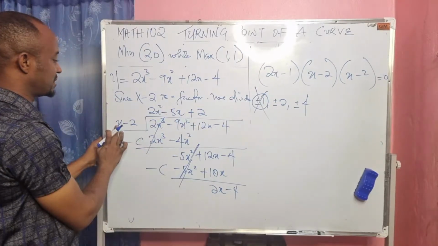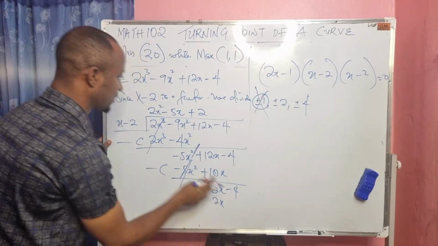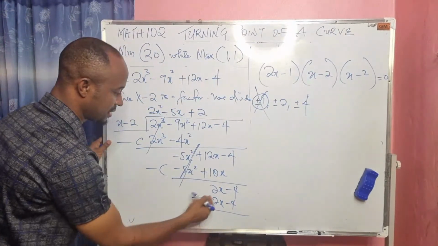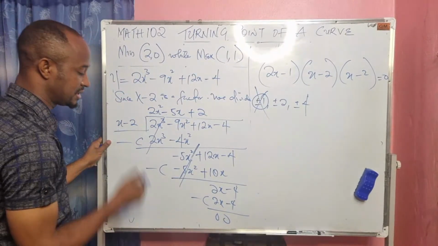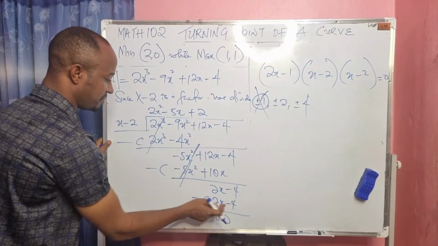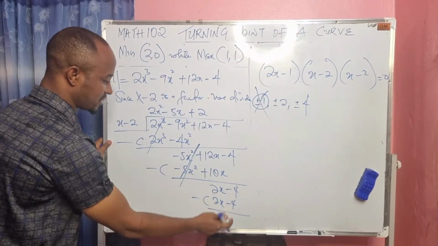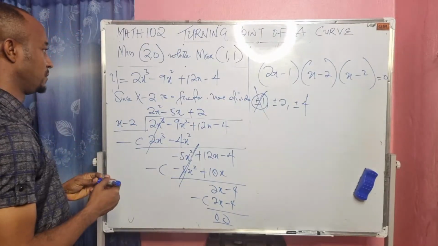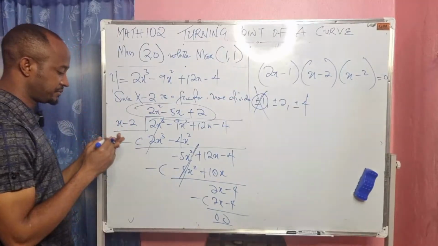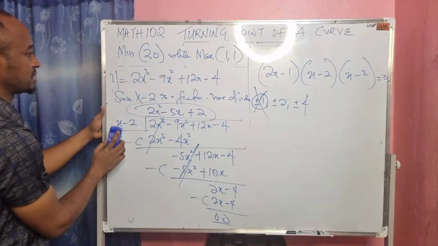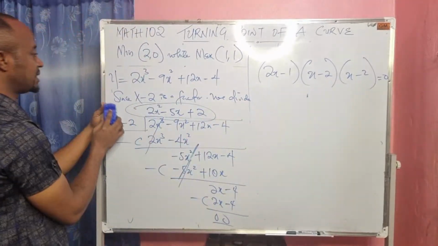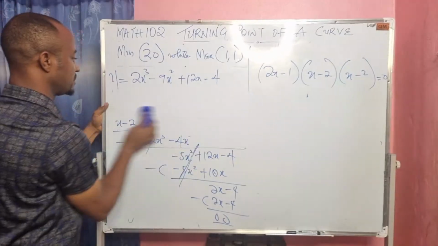So 2 times x will give us 2x. 2 times minus 2 will give us minus 4. So when we subtract further, here will give us 0, 0, right? 2x minus 2x is 0. Minus 4 minus minus 4 is also 0. All right. So to find other factors, I have to factorize this expression. Let's see what the result becomes.